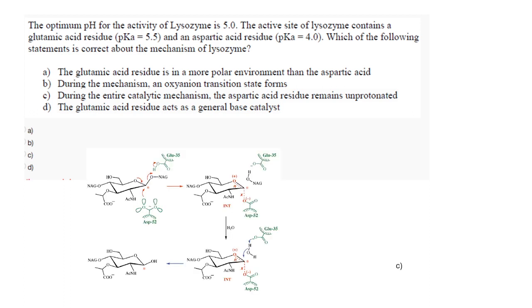So here's the simple mechanism of this glycosidic bond cleavage. This is the aspartic acid. This is glutamic acid and aspartic acid. So in the overall mechanism, this aspartic acid remains deprotonated, unprotonated, and this glutamic acid 35 catalyzes the reaction.